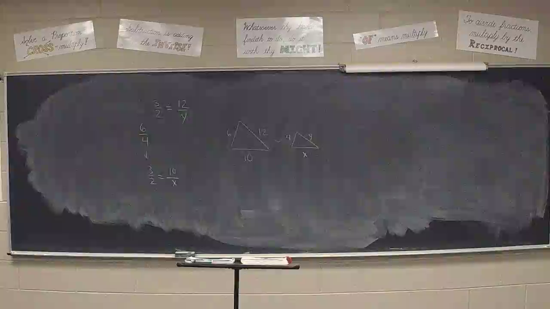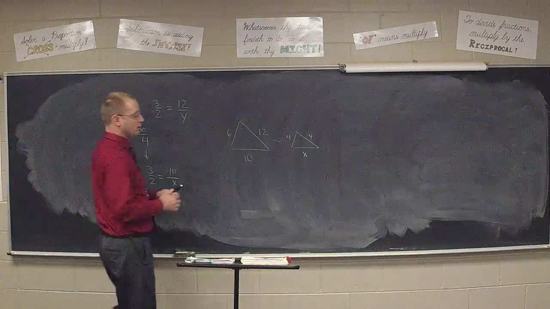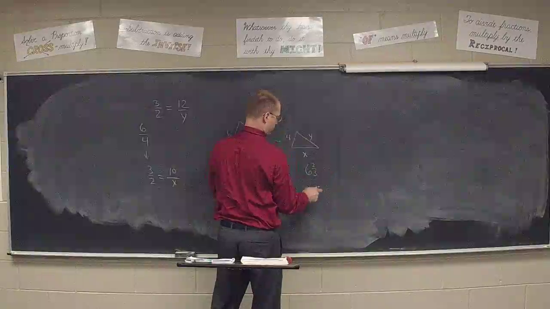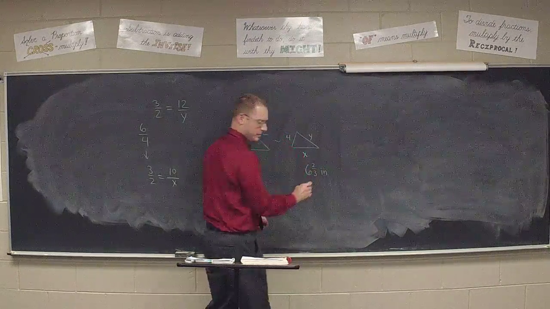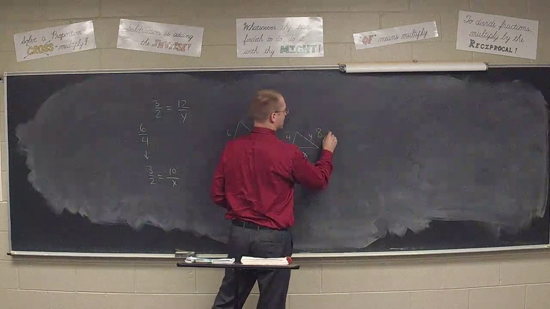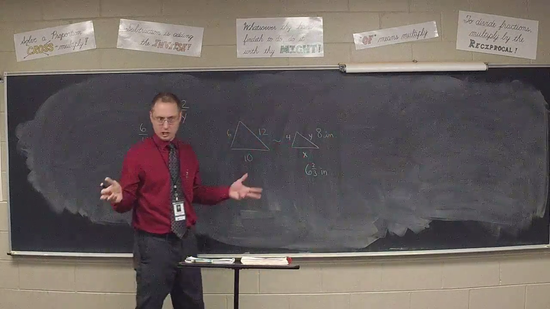Class, what did we get for the side X? 6 or 12. Right, I don't want 6.666 and all that, no, 6 2/3 inches. Did they give us inches? Yes, they did. And then for side Y, 8 inches. Questions on basic ratio of similitude?